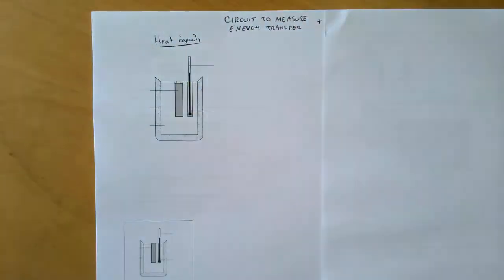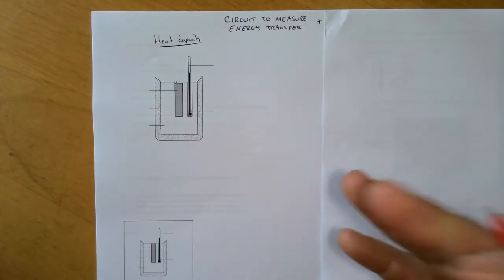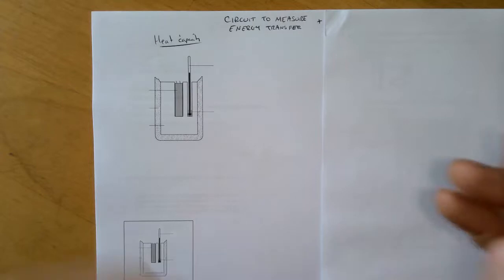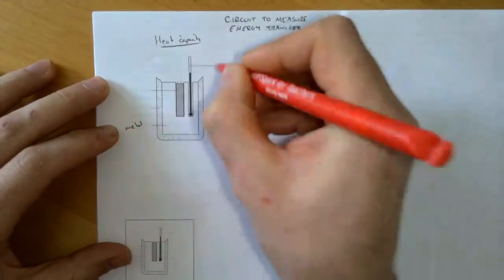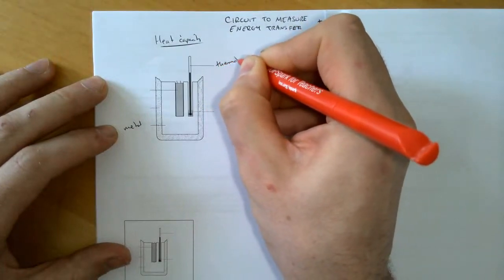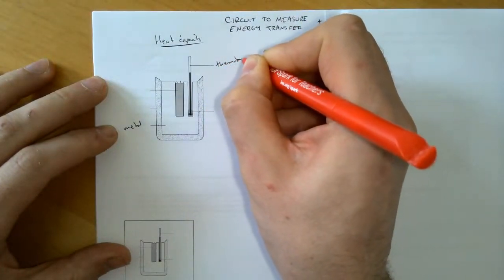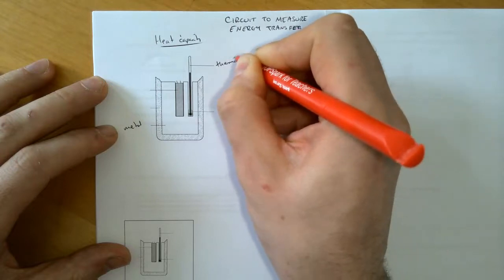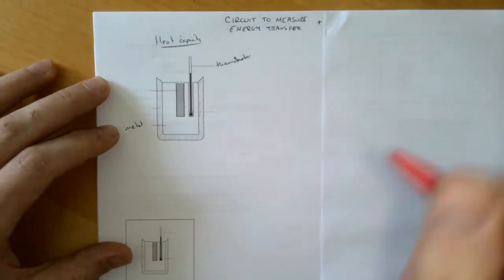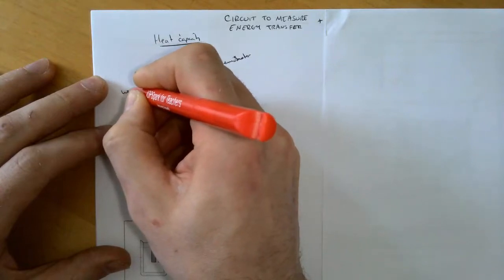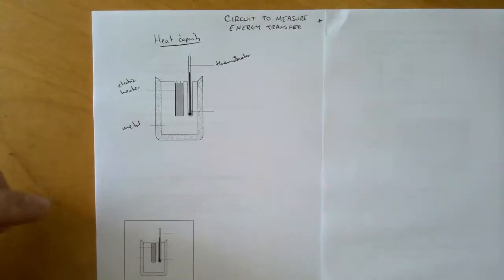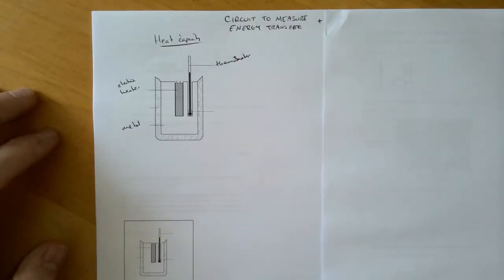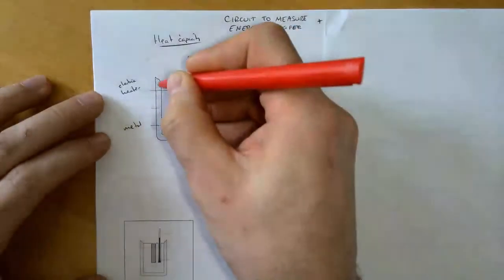So heat capacity is the energy needed to raise 1 kilogram of material by 1 degree Celsius. So we've got a 1 kilogram of metal here, and we obviously have a thermometer to measure the temperature change. And here, this is our electric heater, which is going to supply the energy to heat up the metal block. So we've also got a few other things here.